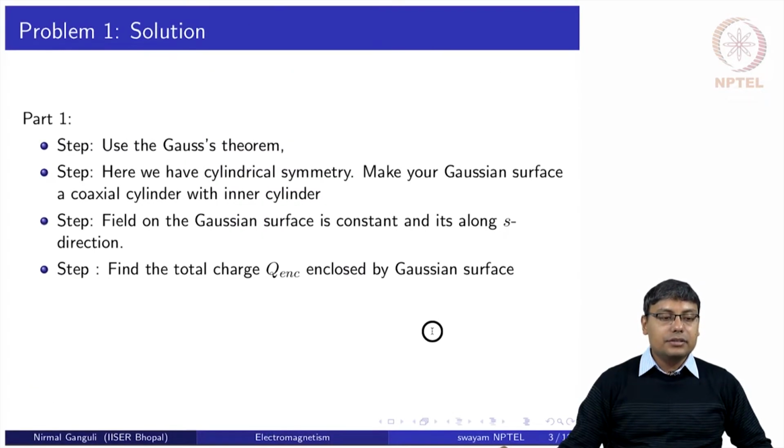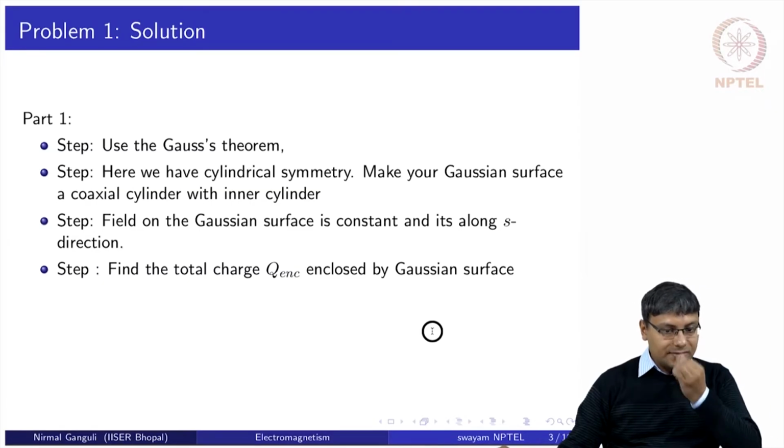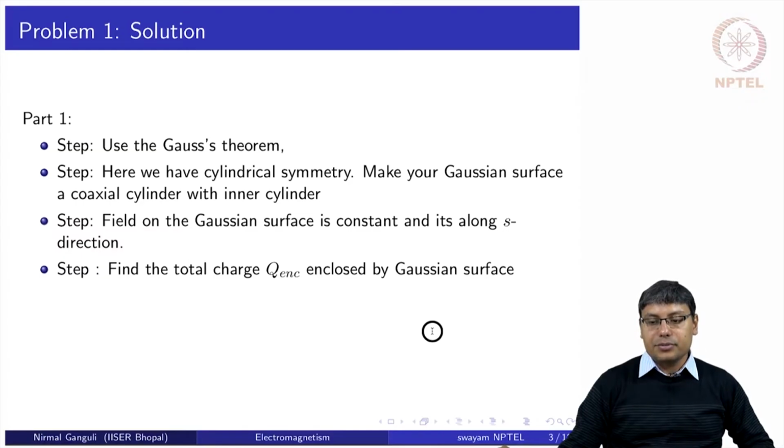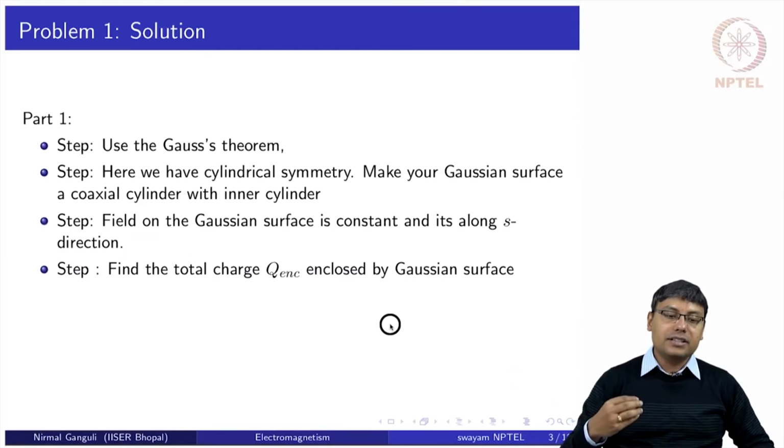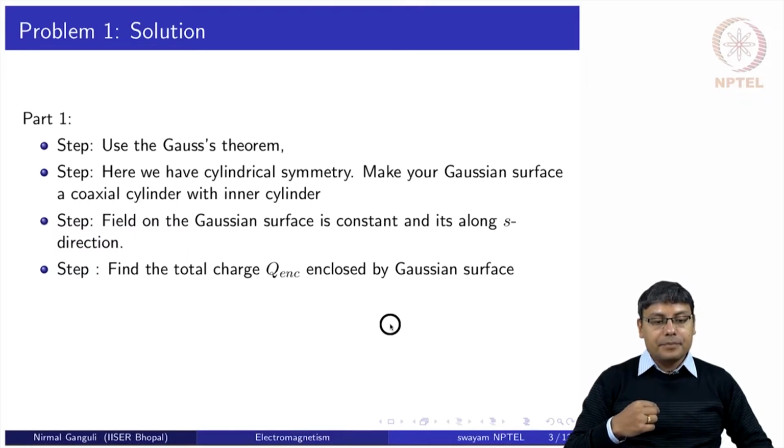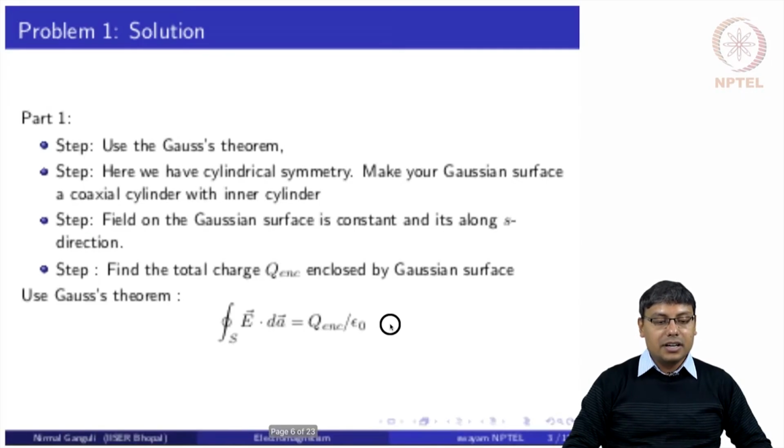Let us go through the solution. In part 1, the steps to solve the problem is, first you have to use the Gauss theorem. Here we have cylindrical symmetry, so make your Gaussian surface a coaxial cylinder with the inner cylinder. And in the first one, we will have the Gaussian surface inside the inner cylinder. Field on the Gaussian surface is constant and it is along S direction, the radial direction. And finally, find the total charge enclosed by that Gaussian surface. That will help you find the electric field.